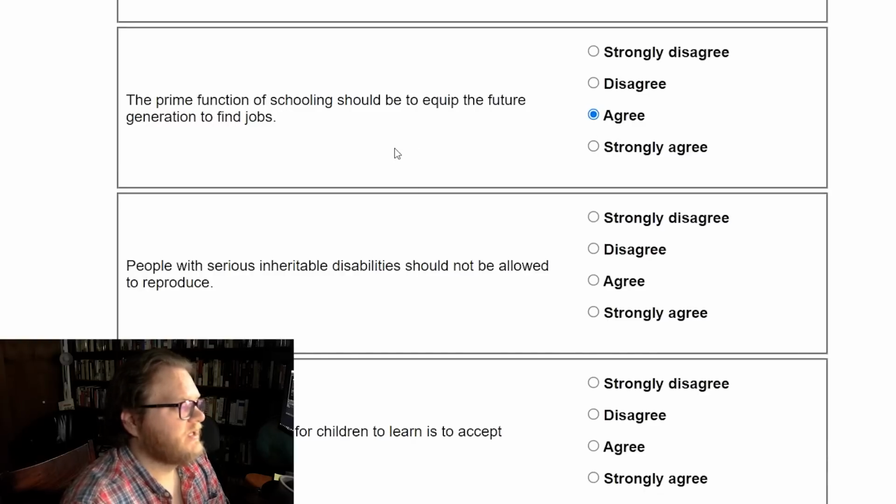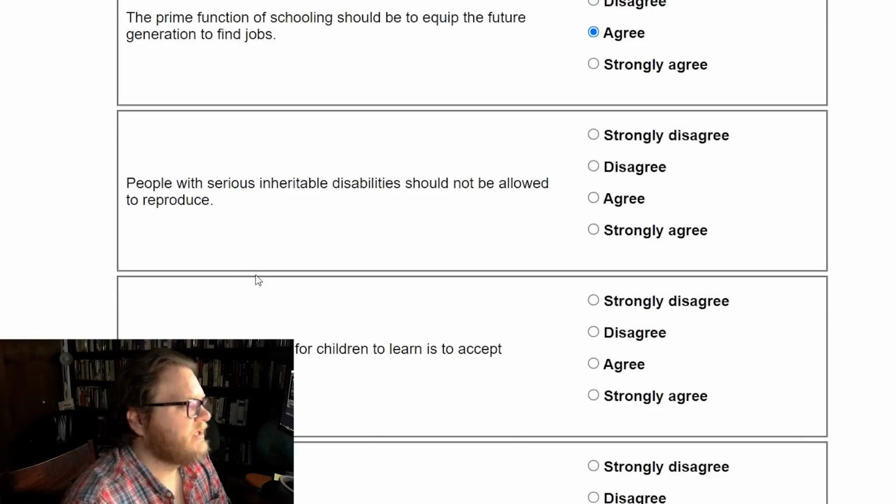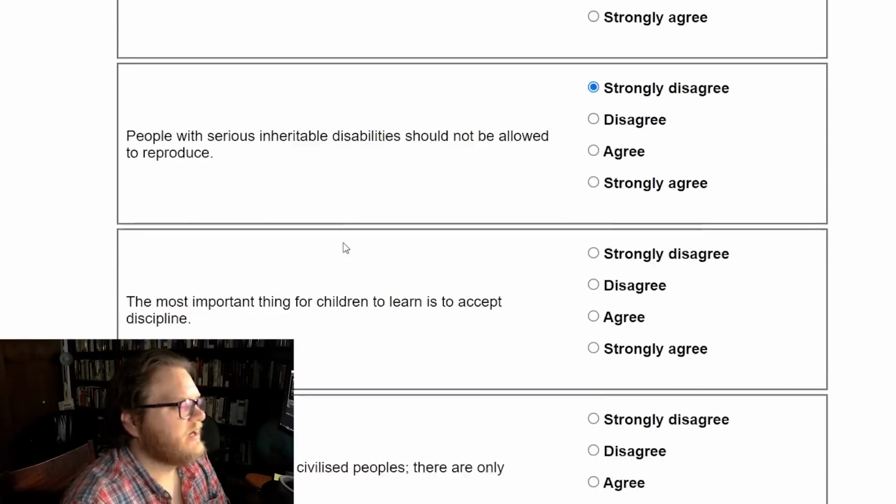Mildly agree. I also think instilling proper civic values is important. People with serious inheritable disability should not be allowed to reproduce. Strongly disagree. That is just straight up Nazism.